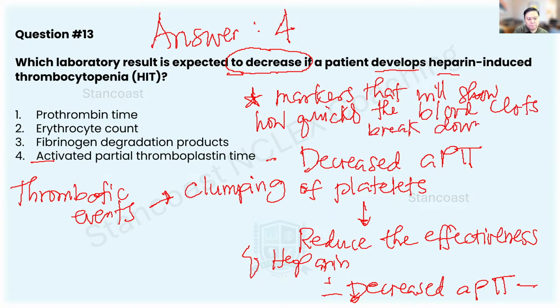But remember, guys, with thrombotic events, this will not be changed because there's no breaking down. There is now more of the thrombotic events, so they're not going to be expected to be decreased. Okay? All right. I hope that you were getting the explanation regarding the other 3 tests. Moving on to number 14.